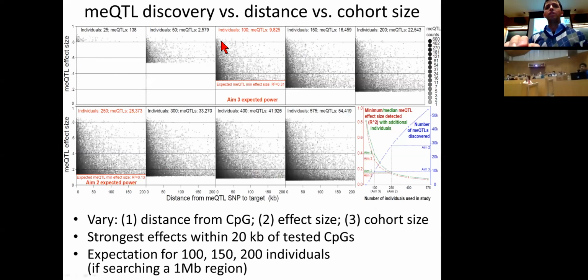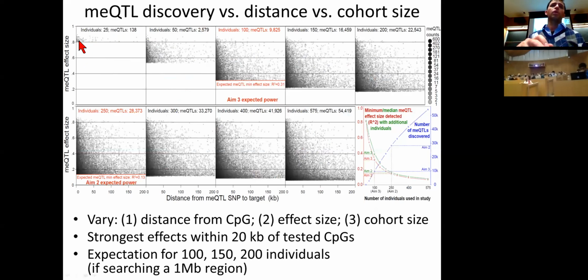And what you can see is that there's this inverse correlation, where the further the SNP is from the CpG that I'm observing, the less of an effect that SNP has. You basically see that the strongest effect SNPs are sitting very, very close to the CpG. Everybody with me on just looking at this bottom right plot here? The other thing you notice is just how your power increases with more and more individuals. You can basically say, with 25 individuals, I only have power to detect methylQTLs that have very strong effects.